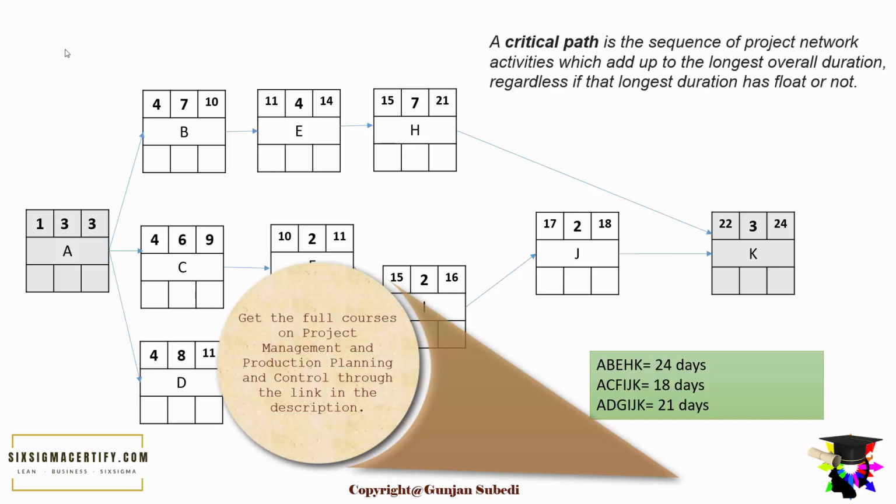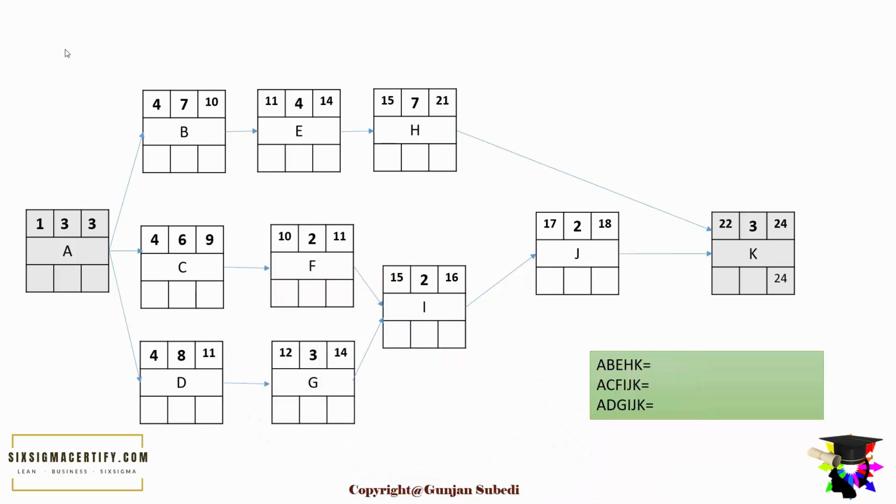So for your revision again, the critical path is the sequence of project network activities which adds up to the longest overall duration, regardless of whether that longest duration has float or not. It is the longest overall duration. Now as we know that the project takes 24 days, the late finish of the project is also 24.